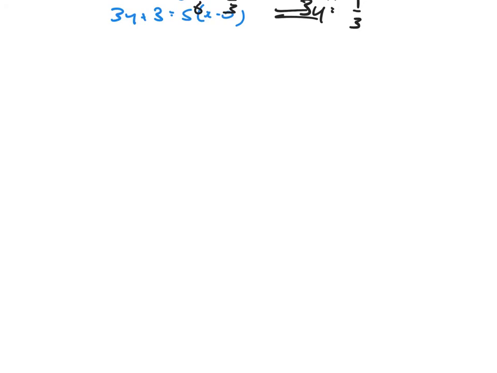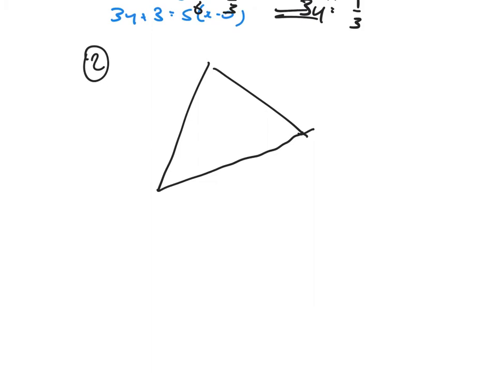Okay, let's try another. Triangle ABC has vertices A minus 1, 6, B minus 3, minus 2, and C 5, 2. So let's draw that out. Might look something like that. A minus 1, 6, C 5, 2, and B minus 3, minus 2.